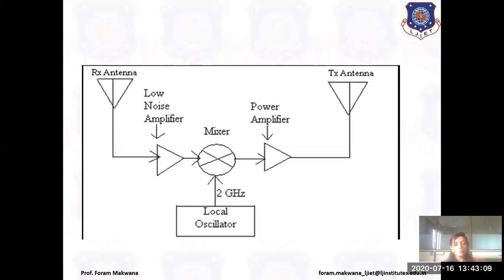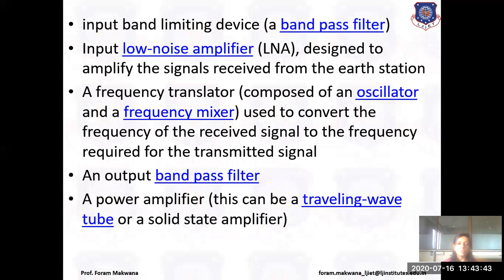All right. So the mixer will do the down conversion. Down conversion means subtraction of these two frequencies: one is the input frequency and the second one is the LO frequency. That subtracted frequency is going to be amplified with the help of the power amplifier. That amplified signal is going to be transmitted through the transmitting antenna. Okay. So this is the block diagram of the transponder that we have seen over here.